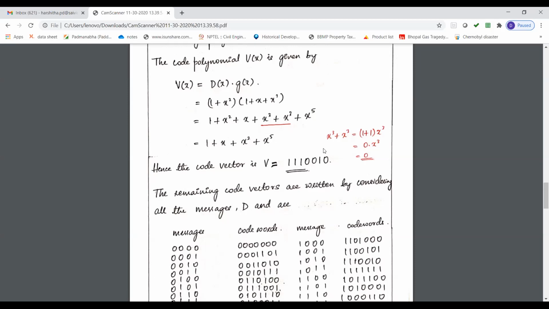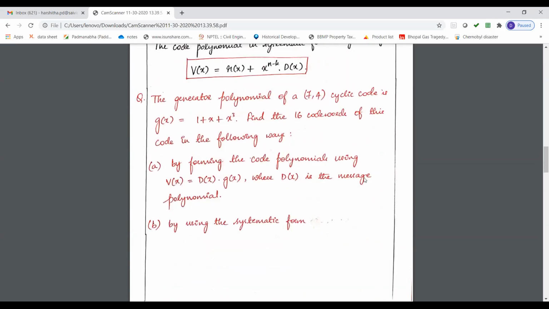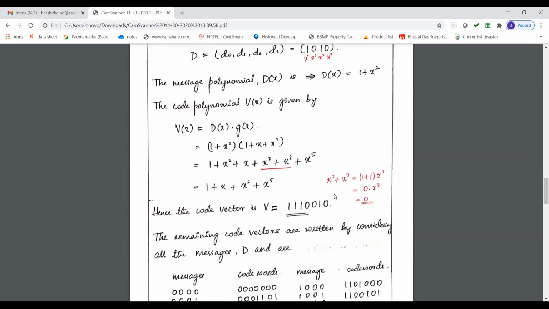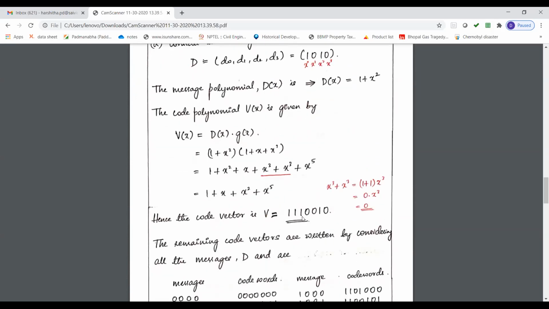Since this is a 7, 4 cyclic code, so the code length also should be 7. So here we have written only 6 bits from this polynomial. So I should write one more. That is, I'll go for x to the power of 6, which is not there. So I'll write 0 again. So the code vector for the message 1010 is 1110010.